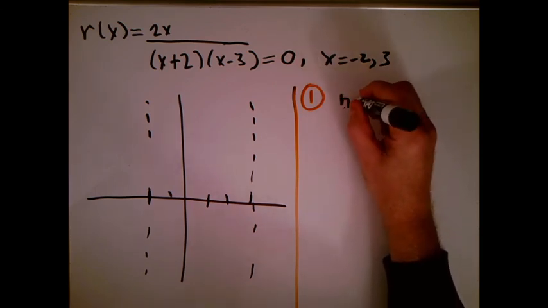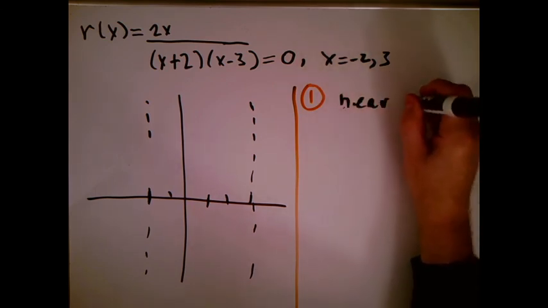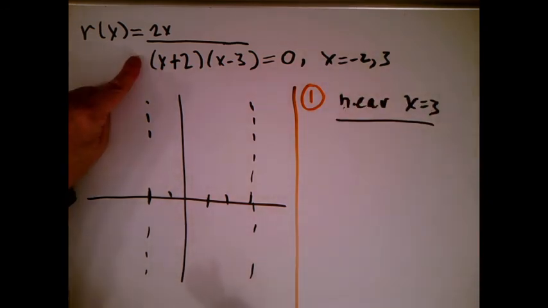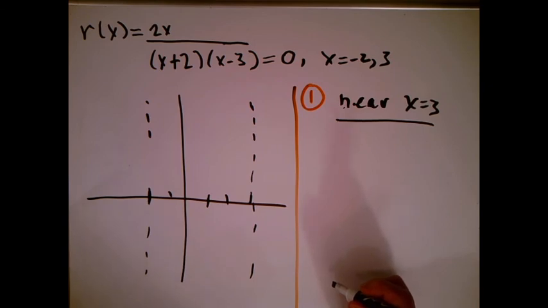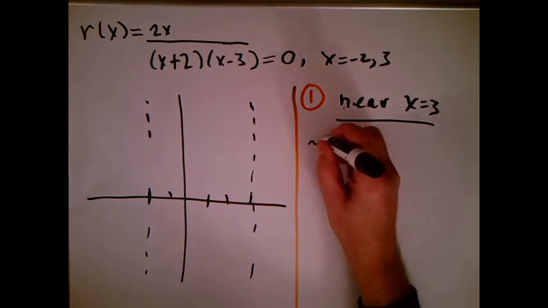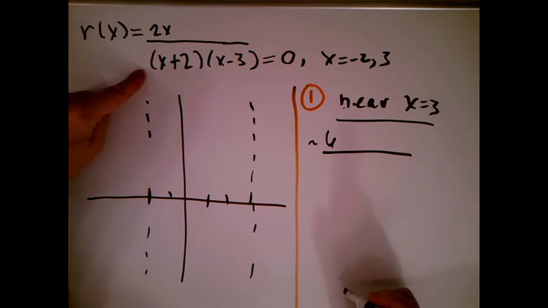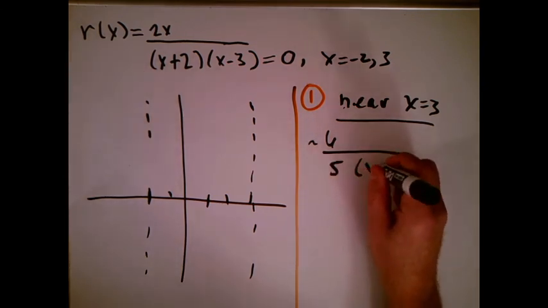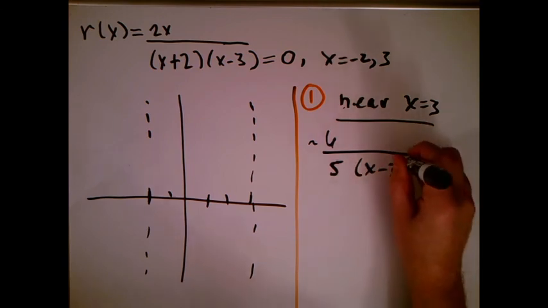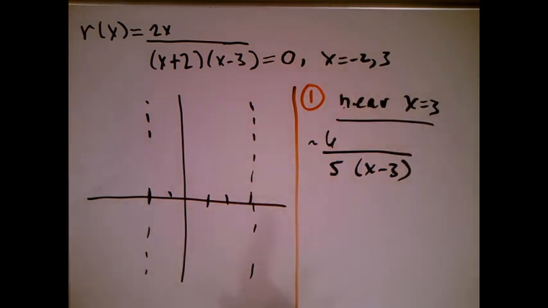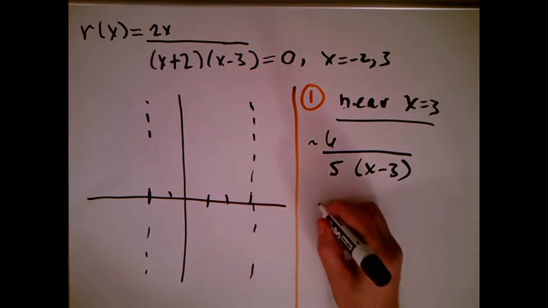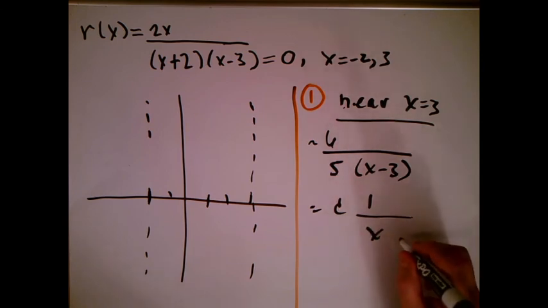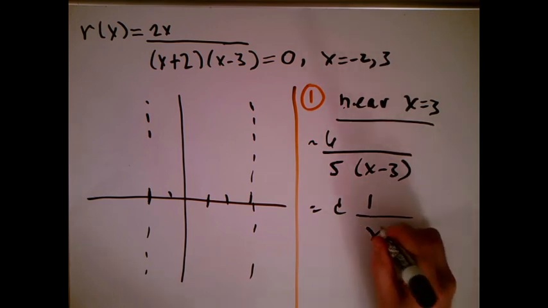So when we're near x equals 3, I'm going to look at our rational function right here and just see what's going on. Near x equals 3, the top is very, very close to 6. And the x plus 2 part is very, very close to 5. And the x minus 3 part is the part that's going absolutely nuts. Now, how does this help? Well, what this looks like is a constant times 1 over x minus 3.